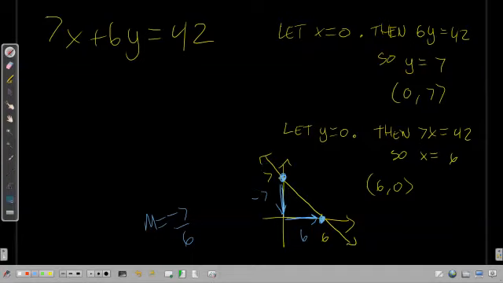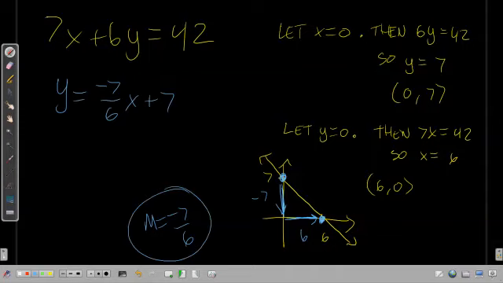My slope is minus 7 over 6. The place where it crosses the y-axis is 7. So my slope-intercept form has got to be y equals minus 7 over 6 x plus 7. That's my slope-intercept form. This is my slope, and this is my y-intercept. And I'm done with the problem. You can type all that in, and you get it right.